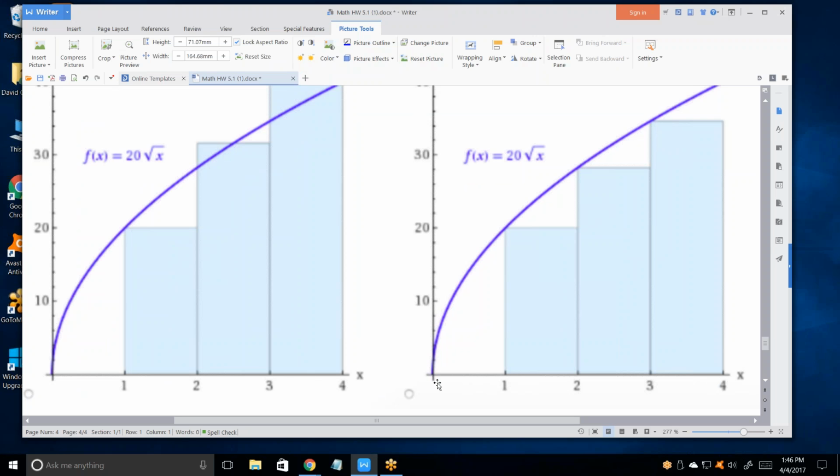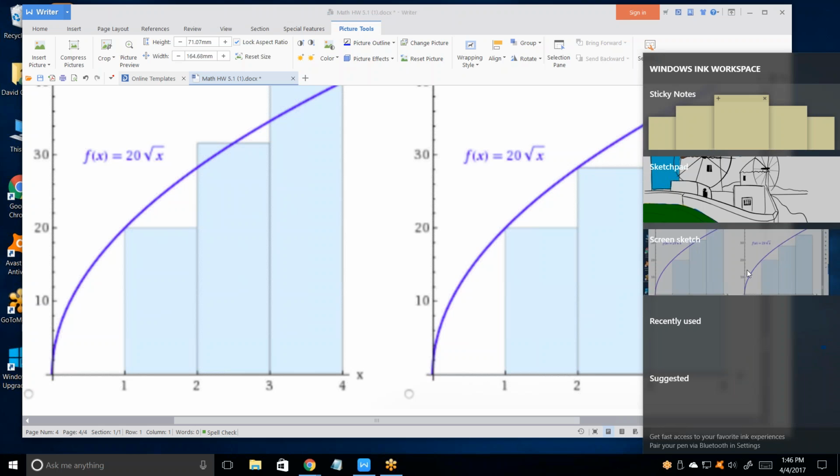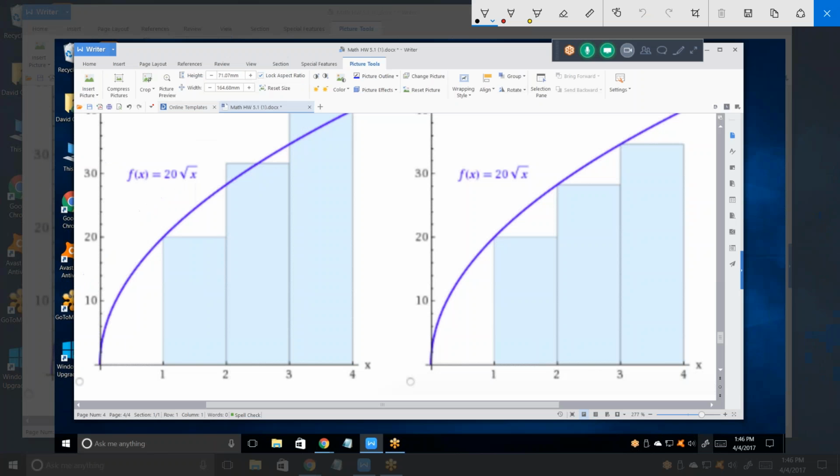So if your curve goes all the way down to the origin and you're doing left-handed rectangles, you're not going to see a rectangle in that first spot. If the curve doesn't go all the way down to the origin, in other words, say the curve went like this, well then your first rectangle would be there. Second rectangle would be there, and so forth and so on.